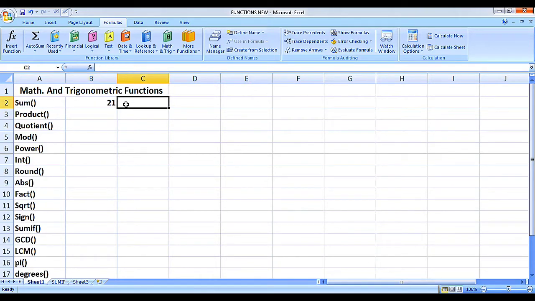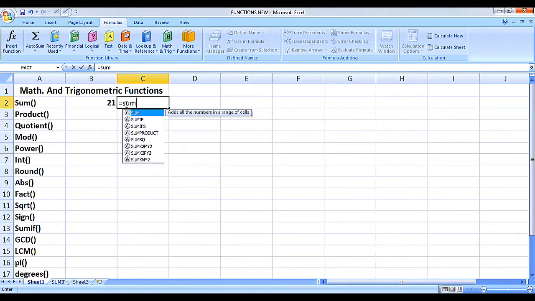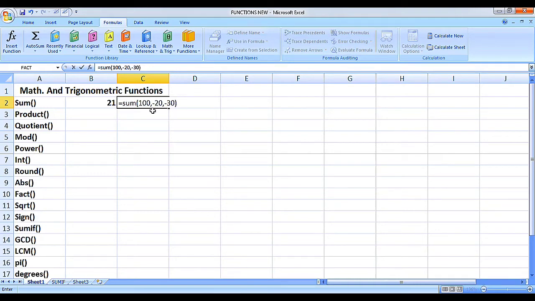Then to subtract numbers, Excel has no separate function. For that, you have to change the sign of the number which you want to subtract to minus. For example, I want to subtract 30 and 20 from 100. Then I can write the SUM function as 100, minus 20, minus 30. You can write arguments in any order. Here you can see the result is 50.